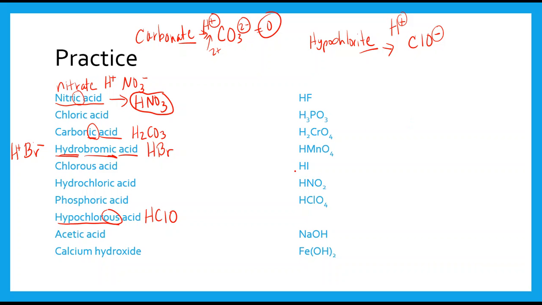Let's go over here to the right and look at the formulas to names. We're going over here to do formulas to names. All right, so here, let's do this one. H3PO3. I need to go find PO3. What is PO3? Is it an ide, an ate, or an ite? It is ite. Very good. This is phosphite, by the way.